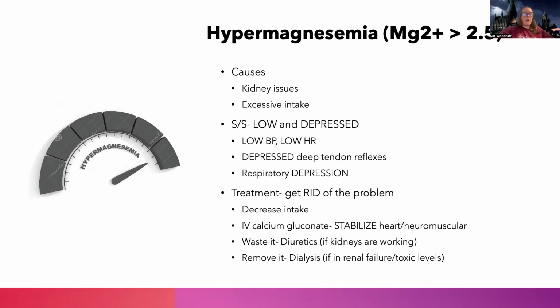And so there's too much of something. So what we're going to do is get rid of it. We need to decrease if we're getting in too much intake. A lot of times this might come into play for someone who's on a magnesium drip in the labor and delivery world, which I'm not going to pretend for a second that I have any idea or clue.